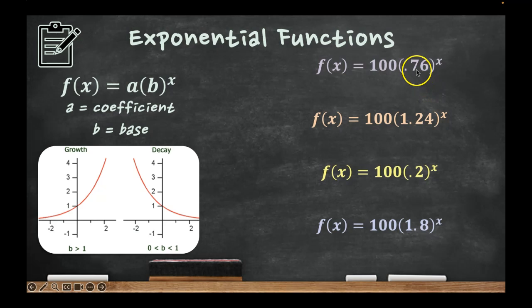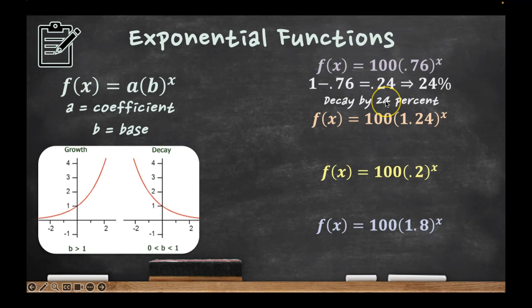Now let's look at exponential equations and discuss how we know if it's growth or decay and by how much. Now we know that the purple one is decay because this base is less than 1. Same thing for the yellow, while the other two are growth. But the question comes up, is it decaying or growing by how much? In order to do that, take 1 minus the base and you get a decimal, which is 0.24. Now convert that decimal to a percent by moving the decimal to the right twice. So that's 24%. We already know it's decaying because the base is less than 1. Now we know it's decaying by 24%.